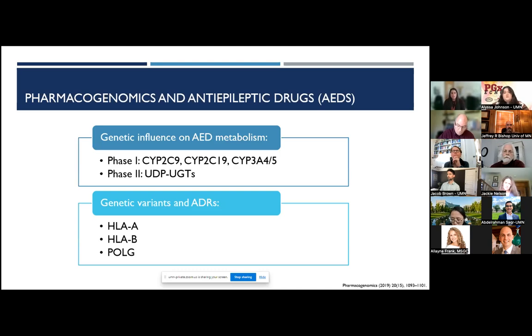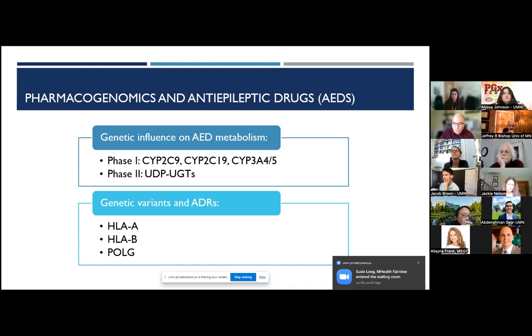I suspect this is likely a review for everyone, but the major CYP enzymes involved in the metabolism of several of these antiepileptics include CYP2C9, CYP2C19, and CYP3A4 and 5. Genetic polymorphisms are quite common in CYP2C9 and 2C19, but less so with CYP3A4 and 5. Several different AEDs rely on glucuronidation for elimination, so variants in these different enzymes can also result in altered metabolism.